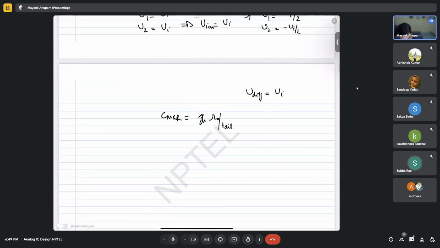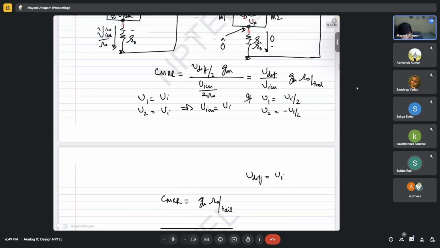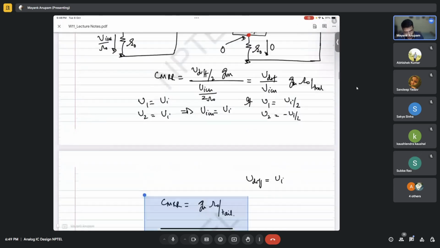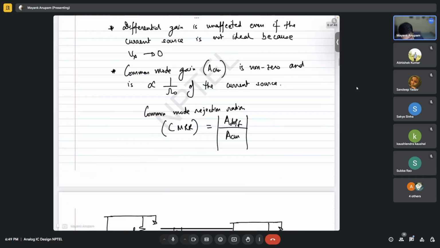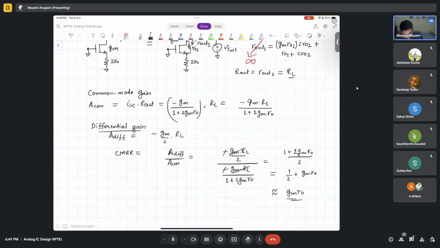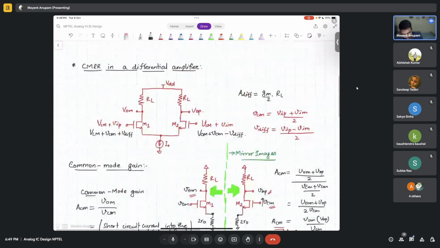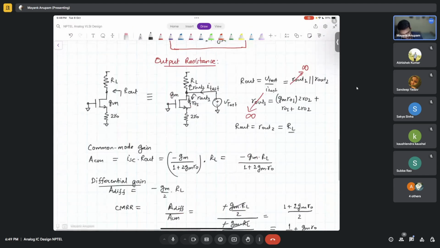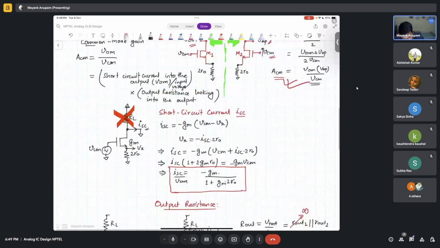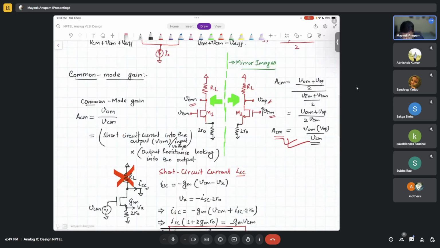So it is correct actually. Common mode GM times R naught here. Fine. But the correct way to do it is not in terms of current, but the voltage itself. The voltage gain is the one that you should look for, and not the current gain. You should find out the total thing, and then you should do it. Otherwise, you might end up making a mistake. Okay.